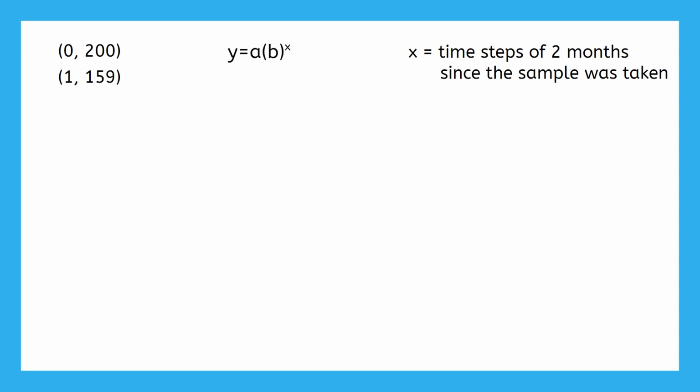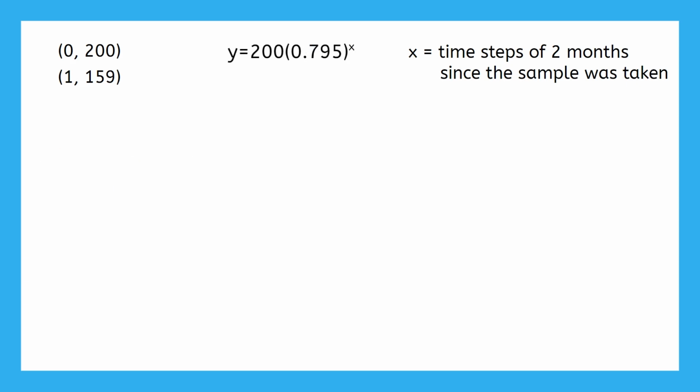The a value is our initial value when x is 0, so it's 200. And the b value is y2 over y1, which I like to think of as the newer y value over the older y value. This is 159 divided by 200, or 0.795. And there we go, here's our equation.